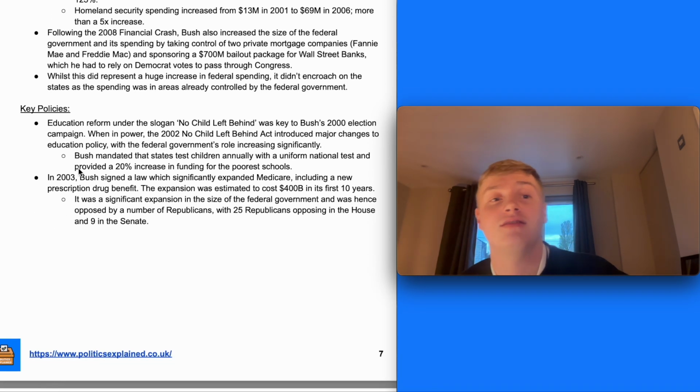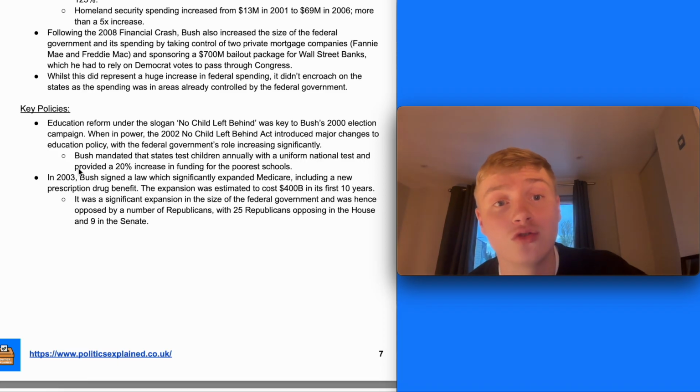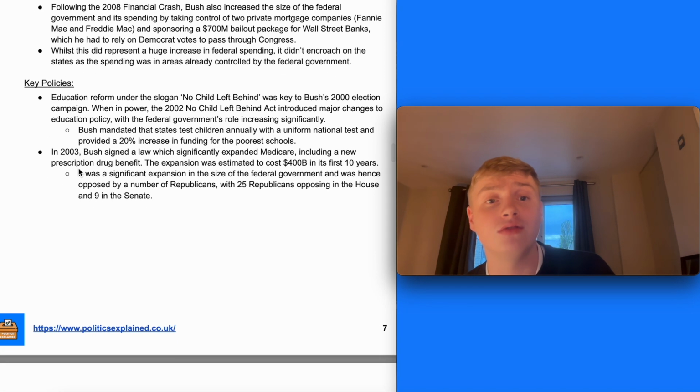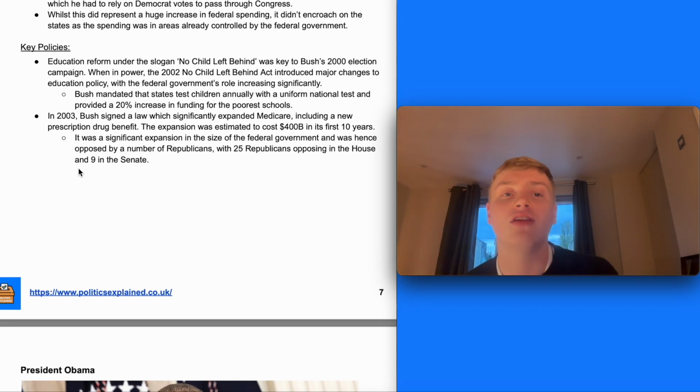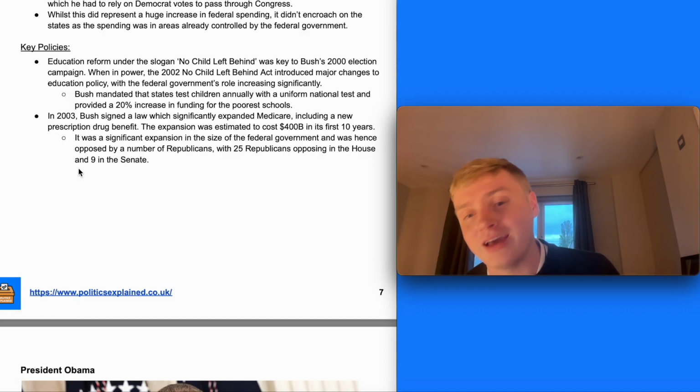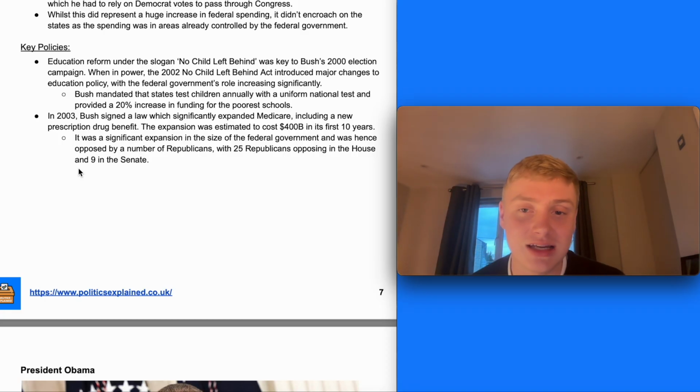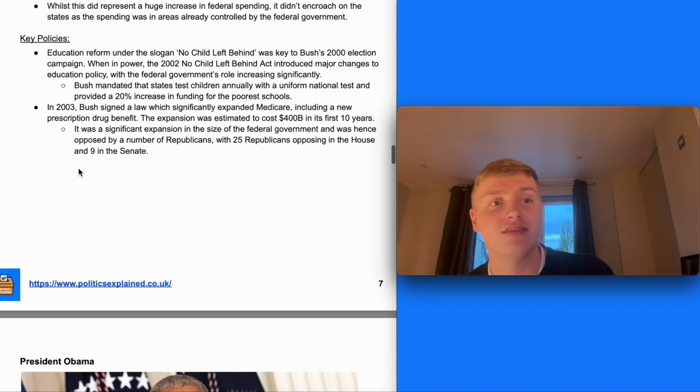After the 2008 financial crash, Bush also increased the size of the federal government in its spending by taking control over two private mortgage companies and sponsoring a $700 million bailout package for Wall Street banks. Whilst this did represent a huge increase in spending, it didn't encroach on the states. The spending was in areas largely controlled by the federal government, but it can be seen as moving away from limited government and really increasing the size of the state.